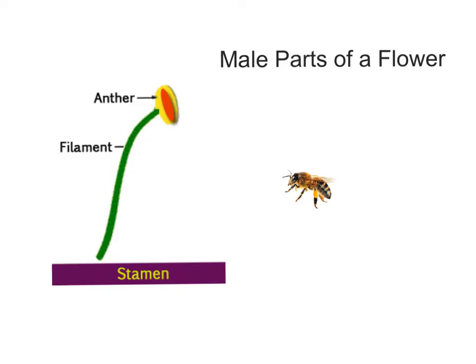And so, when a bee lands on the female parts, it goes down the female part and turns into a seed. And that is how the male parts of a flower work.